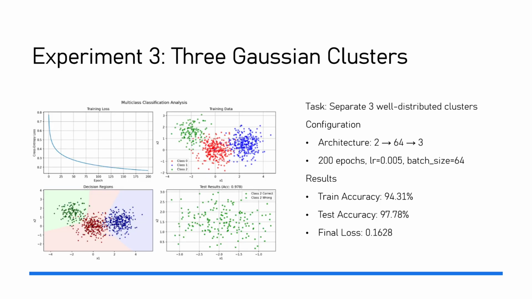Our final experiment demonstrates multi-class classification on three Gaussian clusters. The network architecture is similar to binary classification, but with three output units. Training loss decreased smoothly from 0.78 to 0.16, indicating stable optimization. The training data visualization shows three well-separated clusters in red, blue, and green.